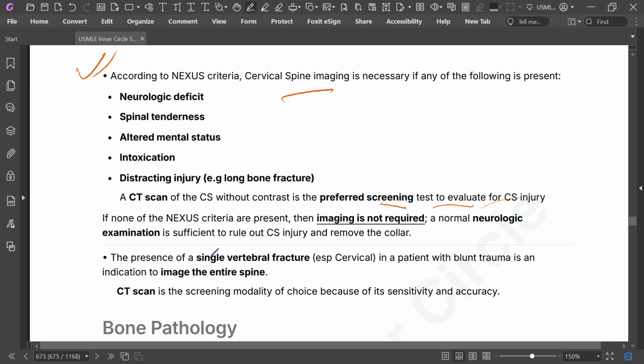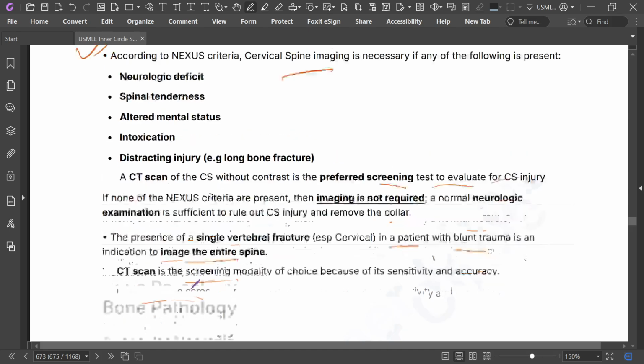The presence of a single vertebral fracture, especially cervical, in a patient with blunt trauma is an indication to image the entire spine. CT scan is the screening modality of choice because of its sensitivity and accuracy.